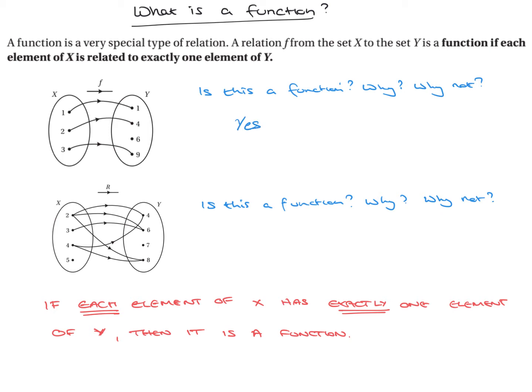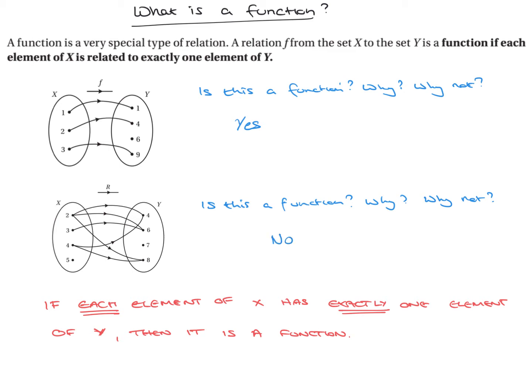Let's have a look at the second one. So you can see here we've got 2 maps onto 4 and 2 maps onto 6. So this can't be a function because the relation from set x to set y is a function if each element of x is related to exactly one element of y. And you can see here on this particular relation what we have is 2 to 4, 2 to 6. So the 2 is going to the 4 and it's also going to the 6. That makes it a relation, but it doesn't make it a function. So we have to say no for this particular one.